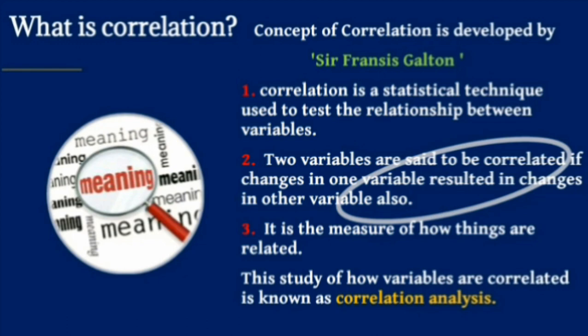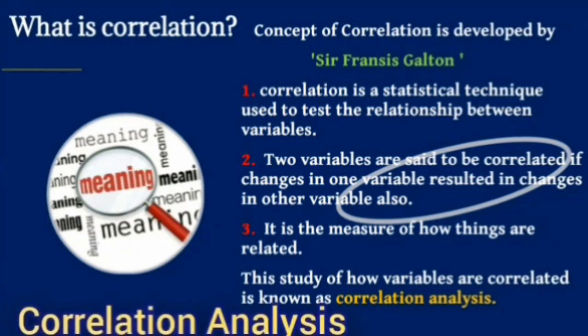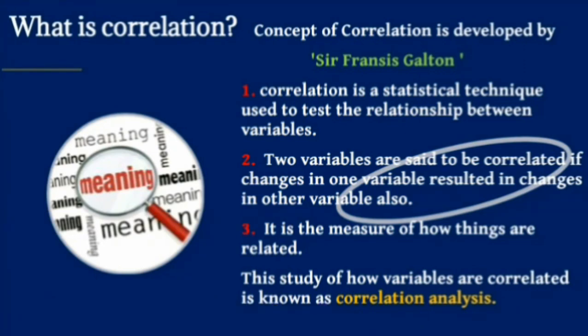Then the last one, the study of how variables are correlated is known as correlation analysis. It means the analysis of the relationship or association between the variables using various statistical techniques and methods is known as correlation analysis. So let us revise the points once again.